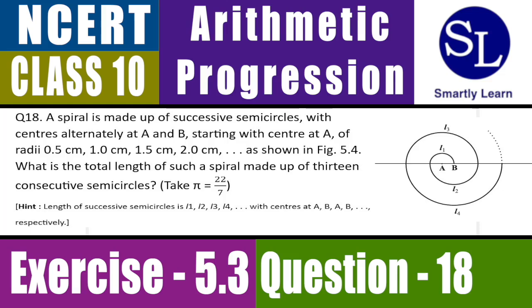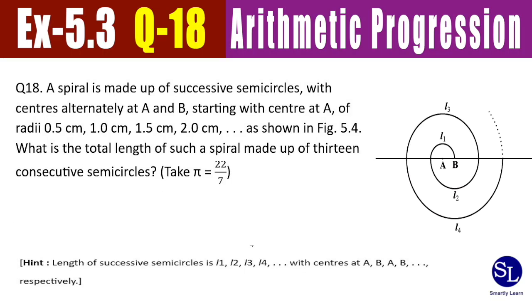In this video, let us see how to solve the 18th question in exercise 5.3. Now, let us look at the question. A spiral is made up of successive semicircles with centers alternately at A and B, starting with the center at A, of radii 0.5 centimeters, 1 centimeter, 1.5 centimeters, 2 centimeters, and so on, as shown in the figure. What is the total length of such a spiral made up of 13 consecutive semicircles? Take pi is equal to 22 by 7.